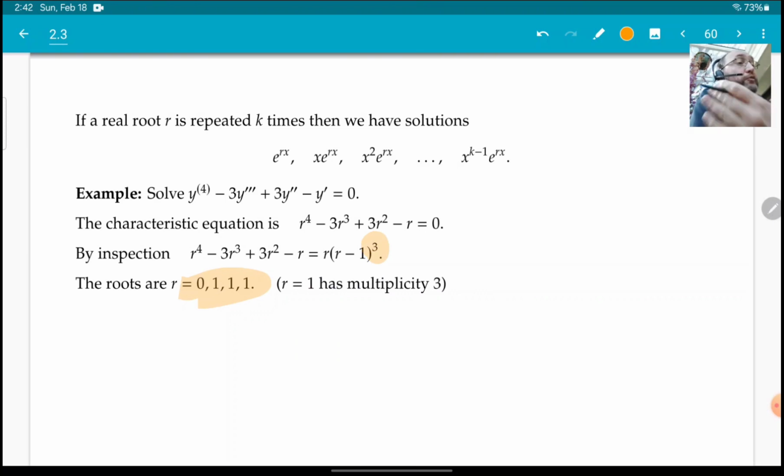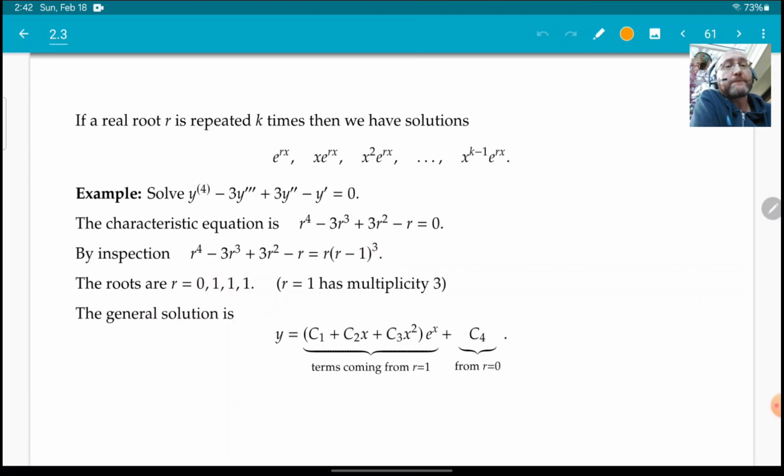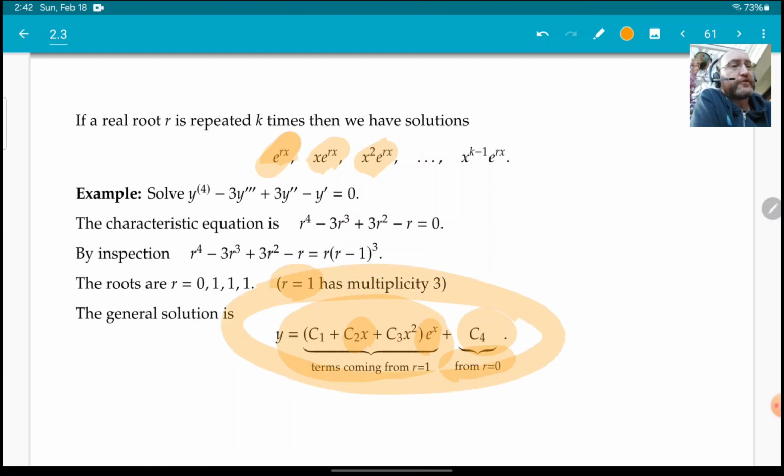So the root r equals 1 has multiplicity 3, and so the general solution is that I have e to the x. That's this guy. Then this guy is going to give me x times e to the x, and then I have x squared times e to the x. So this part of the solution is coming from r equals 1. Now r equals 0 just gives me a constant, because e to the 0 times x is just 1. So I'm getting just C4 over here. So this is my general solution.